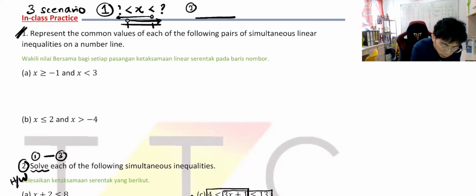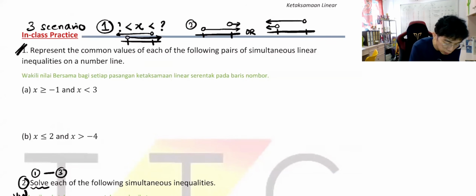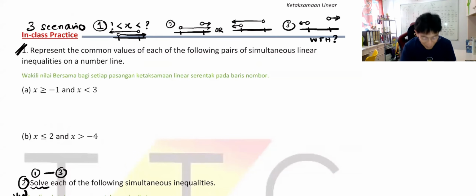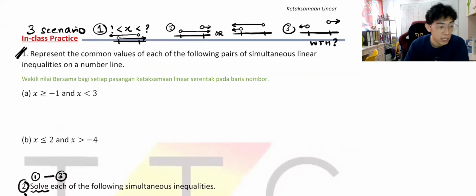The second scenario is where you get something like this. Can you draw something on top for me? Either you go this way or you go this way. You have to understand the situation. So there are two different scenarios. And then finally, you have the third scenario. What is your third scenario? You get these two things, but they go in different directions. Then you put there, what the hell? Okay, so three different scenarios there.